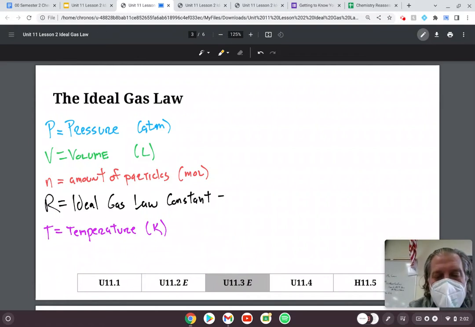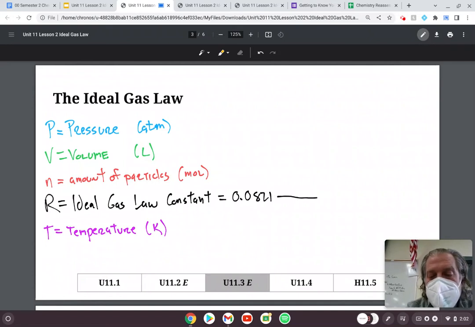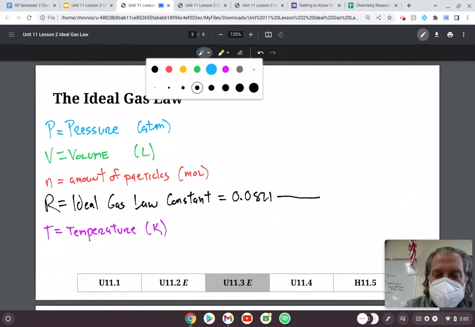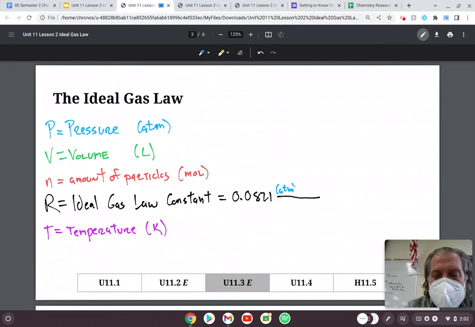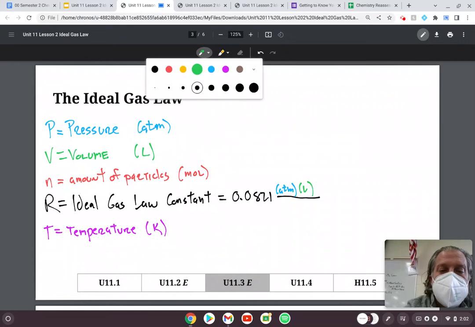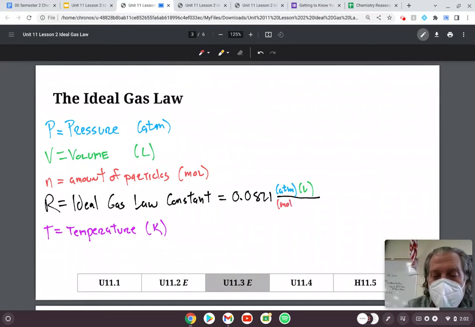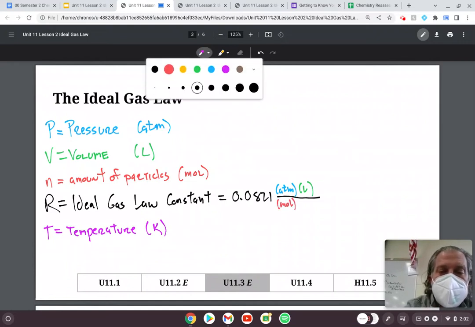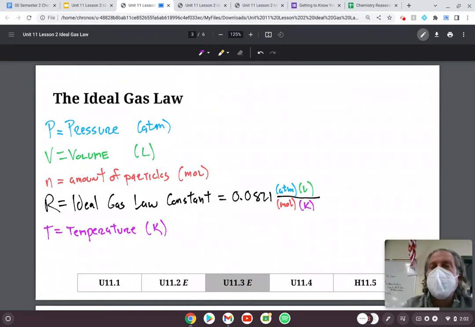And that has a value of 0.0821, and its unit is ATM, liters, moles, Kelvin. That is its unit. It's not extra math, it's its actual unit. And I'm going to try to show you when we do some examples how that unit actually works.